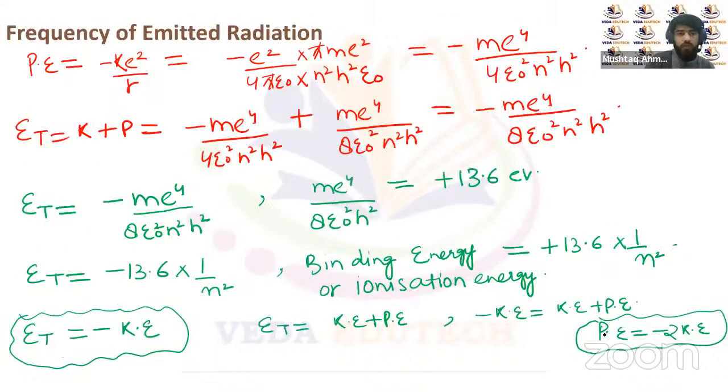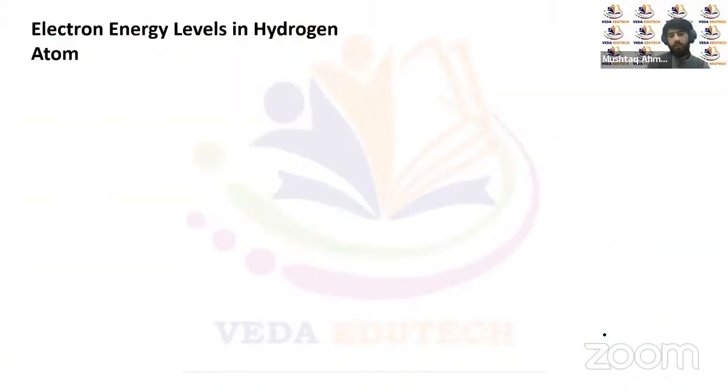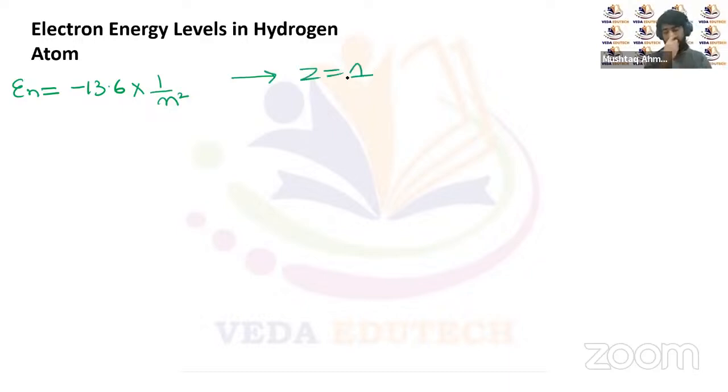Now let's talk about the different energy levels in a hydrogen atom. We calculate the value of total energy in a hydrogen atom, which is equal to minus 13.6 into 1 upon n square. This is for the hydrogen atom, for Z equal to 1.